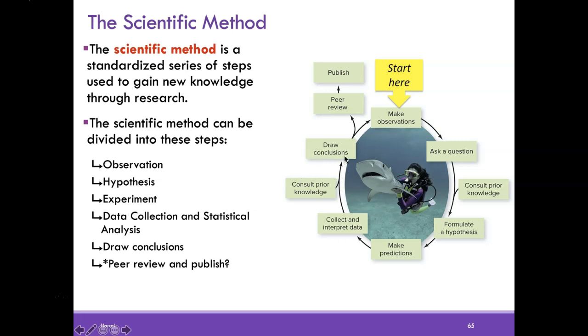Once you draw those conclusions, you're going to ask your peers in the field to confirm if this looks good. So if you're publishing something in marine biology, you're going to go to the best marine biologists, show them your data, and make sure it looks good. If that looks good, you can publish your results for everyone to see. We'll talk about these steps in a little more detail now.